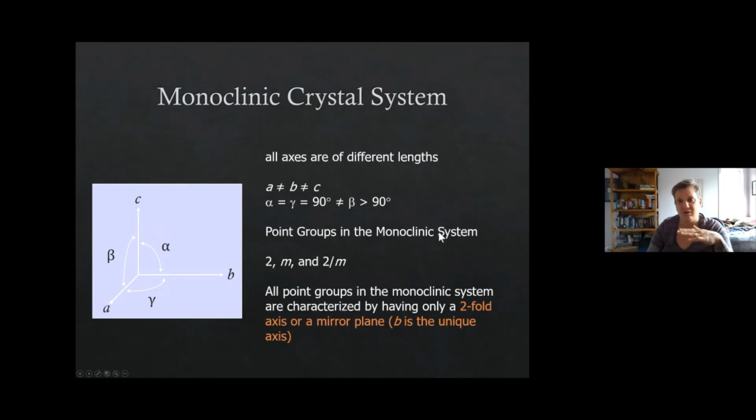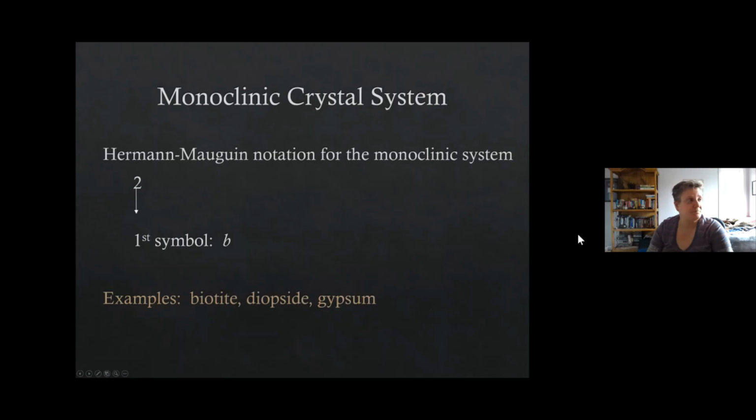You can see as we start getting into lower symmetry, the amount of options changes dramatically, and we can only have a limited amount of symmetry within them.